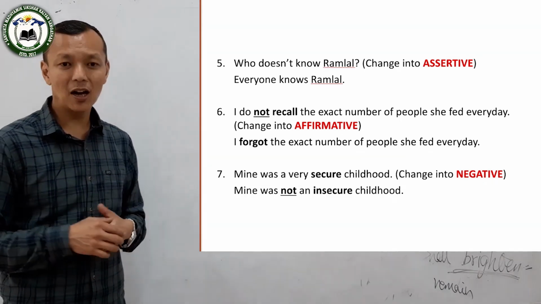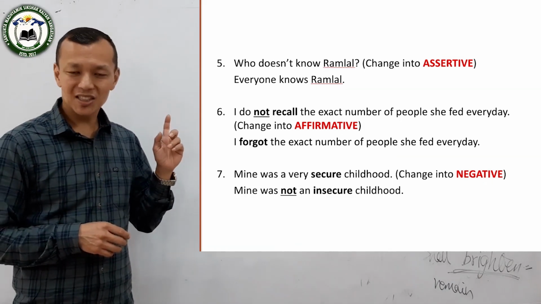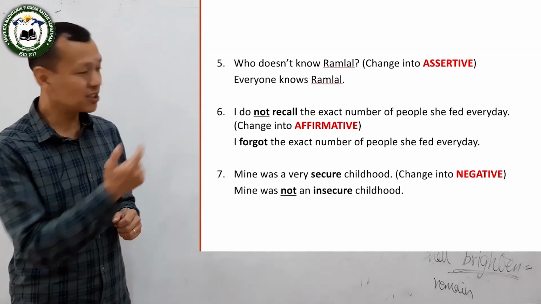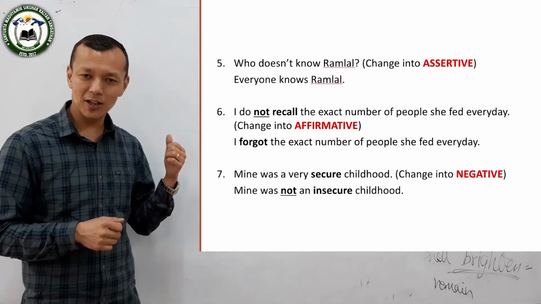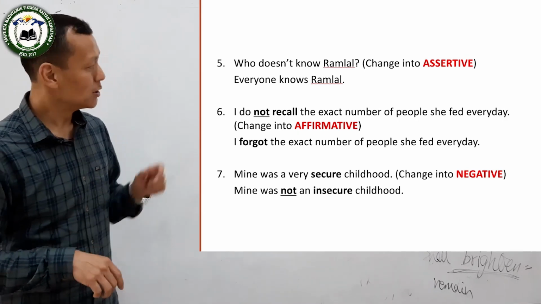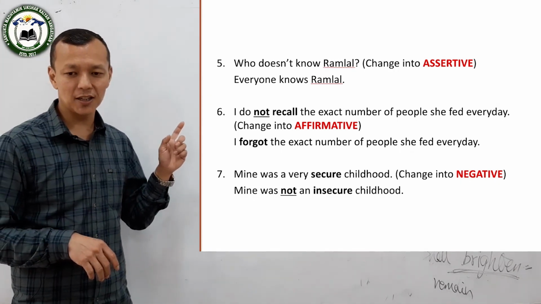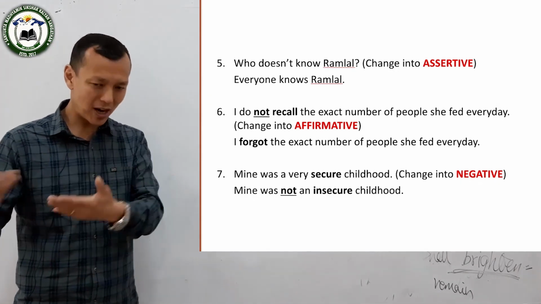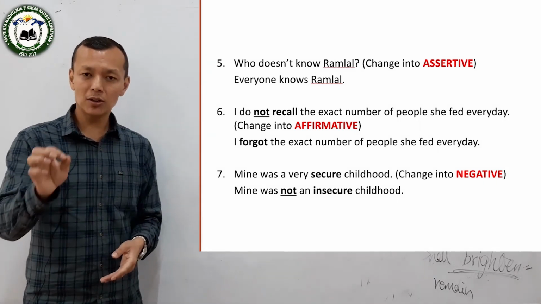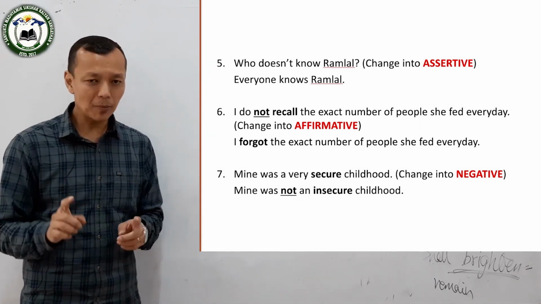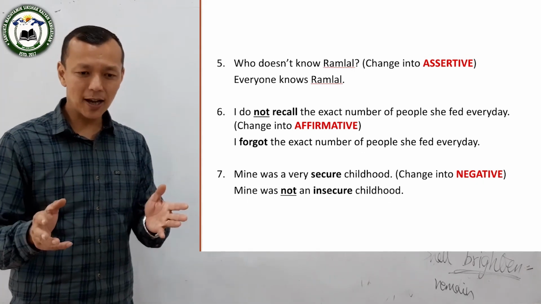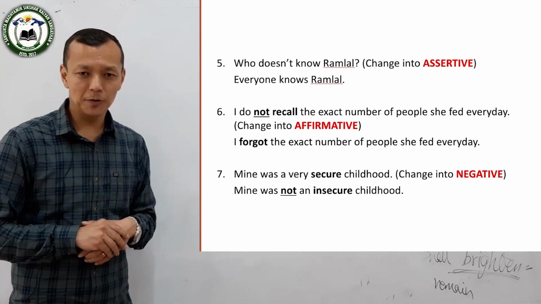Who doesn't know Ramlal? It is an interrogative sentence. What kind of sentence? This is a question. We have now learned these terms. This is an interrogative sentence. So when it is an interrogative sentence and they tell you to write it in another form, they use the word assertive. Assertive means a sentence which ends with a full stop. Here you have to turn the question into a sentence.